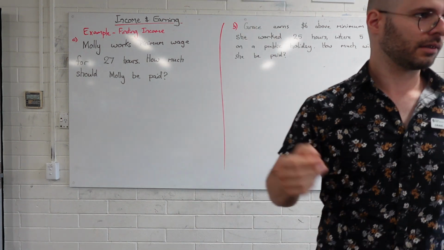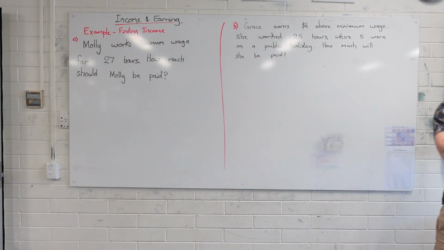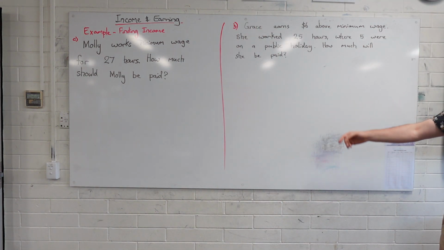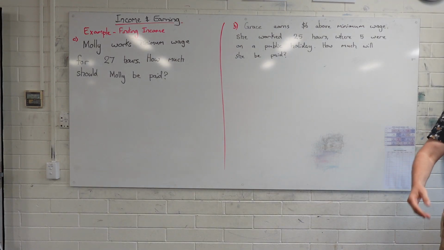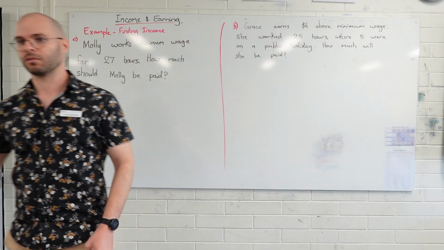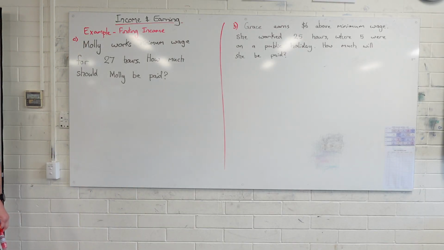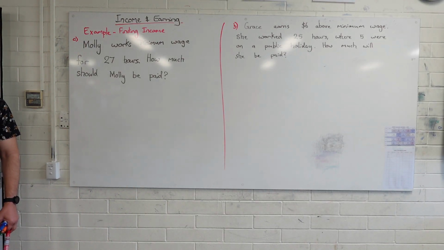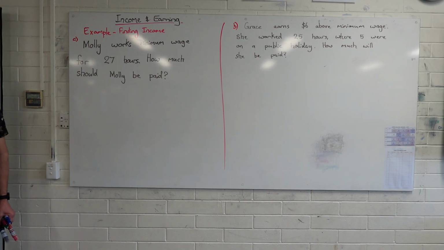You don't have to write these. Just watch. So we're going to go through two examples of income and earning, both very relevant to you young people, because most of you might have a job or would be looking for a job, or at least in the future will probably get a job that pays a wage.